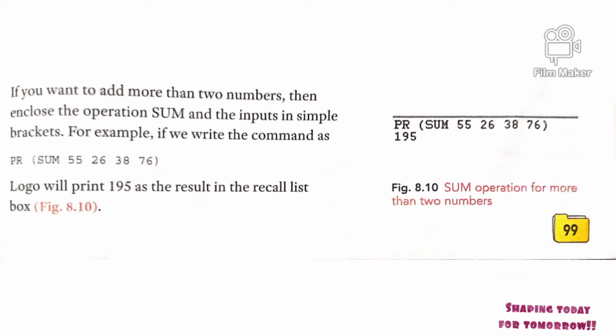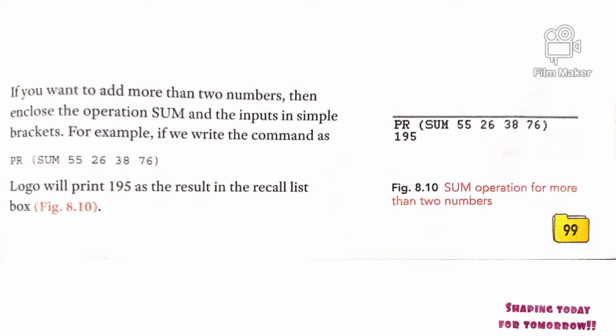If you want to add more than two numbers, then enclose the operation sum and the input in between in simple brackets. For example, if we write the command as PR, and then the bracket start, then sum space 55 space 26 space 38 space and then 76, and after this we have to close the bracket. Logo will print 195 as the result in the recall list box. See figure 8.10 for this. So students, as you can see in figure 8.10, you can see that they have written sum in the bracket and after that they have written four numbers. Okay, so what will happen?